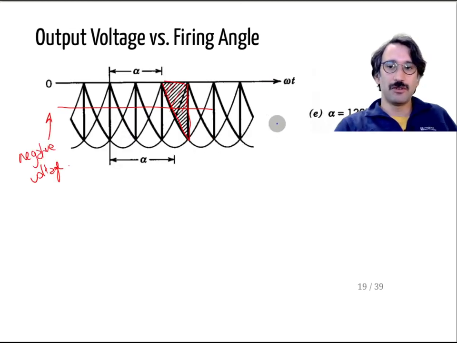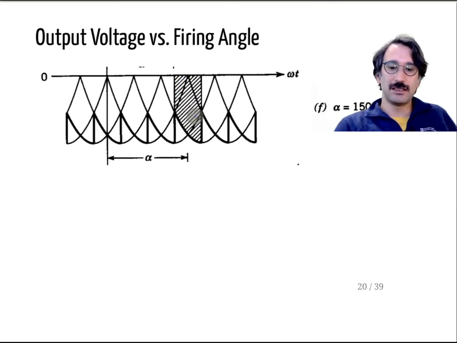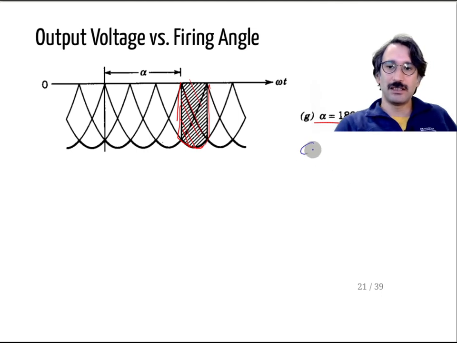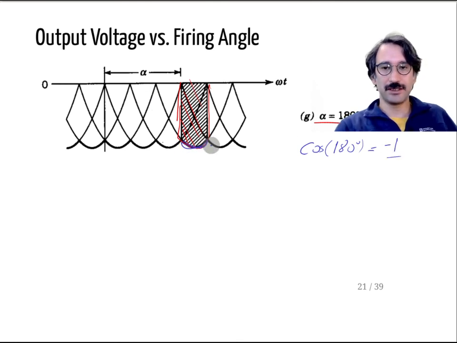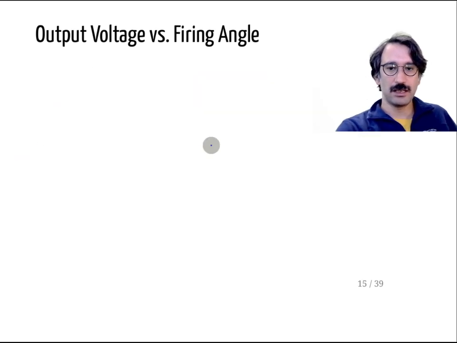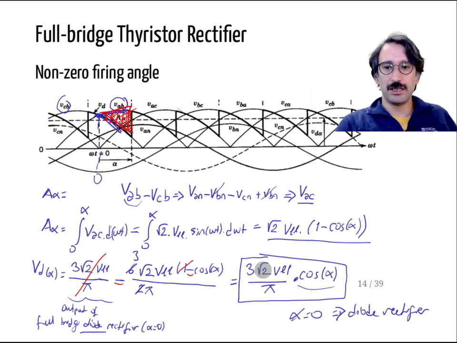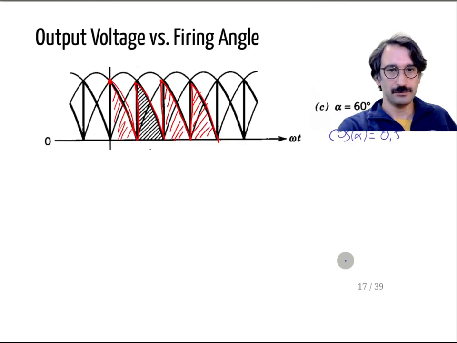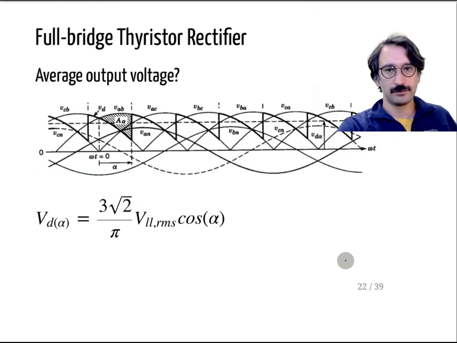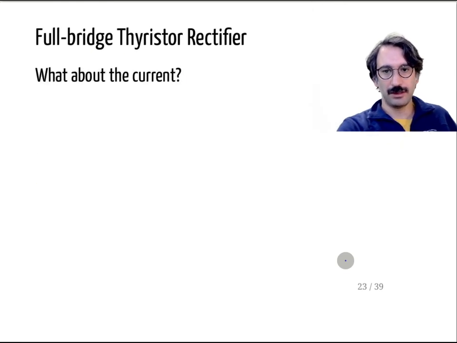If you go further, it is negative: 120, 150. For 180, cosine 180 is equal to minus 1, so it is the same magnitude but in the negative direction, right? So that is why we have that equation. It is identical to the diode rectifier times a term with cosine alpha. Okay, cool. We have that one.